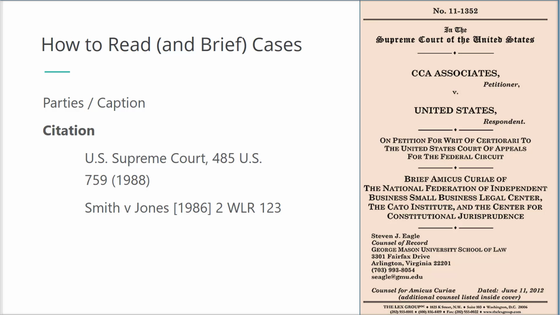Let's also look at a UK example. Smith versus Jones, 1986, 2 WLR 123, refers to a case between Smith and Jones, reported in 1986 in Volume 2 of the Weekly Law Reports, beginning on page 123.